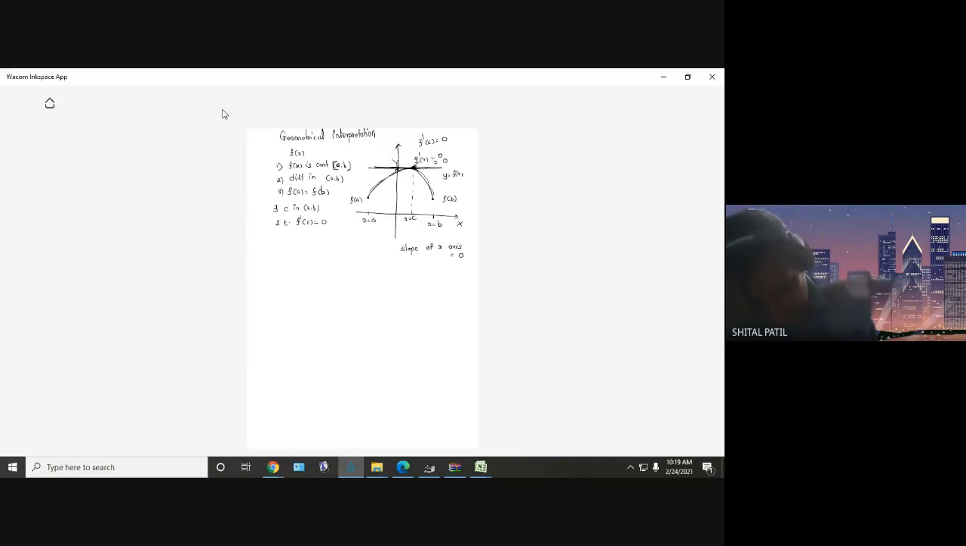I'll repeat once again. See, I started with f of a equal to f of b. हाँ, मैंने यहाँ पे x equal to a दिया, x equal to b दिया. So f of a is say here. By default, f of b will be here, right? Then since function is continuous, there should not be gap. So I have drawn the graph like this. Okay. Then differentiable, therefore unique tangent should be there.